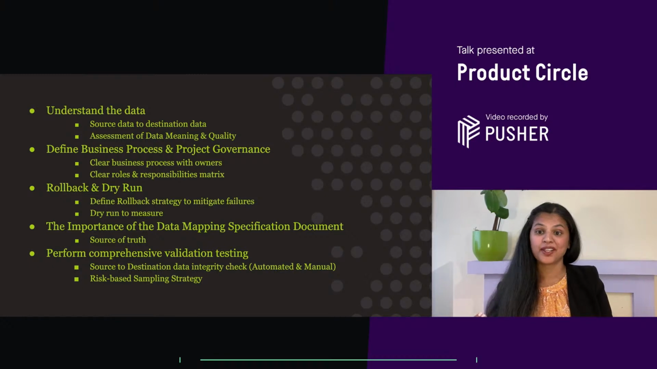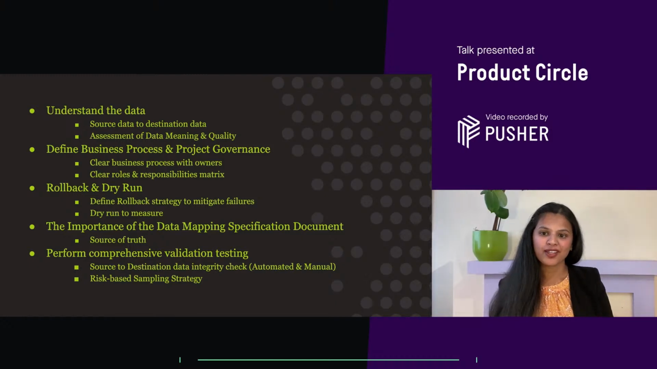Tip 3: rollback and dry run. A rollback strategy has to be put in place in order to mitigate risks of potential failures. Access to the source data has to be done in read-only mode. This prevents any kind of data modification and ensures its integrity.